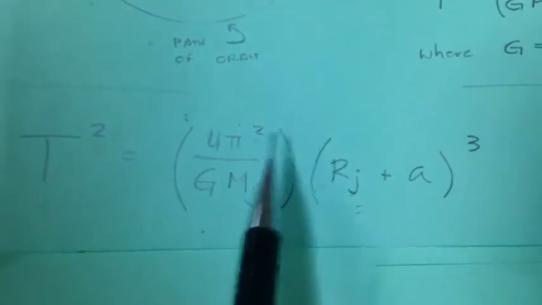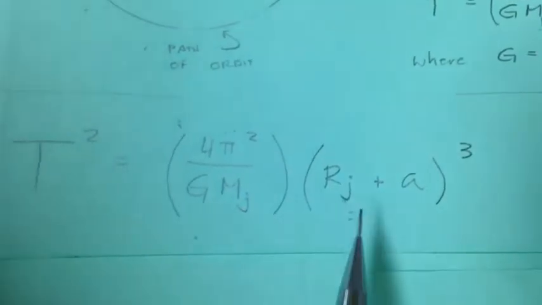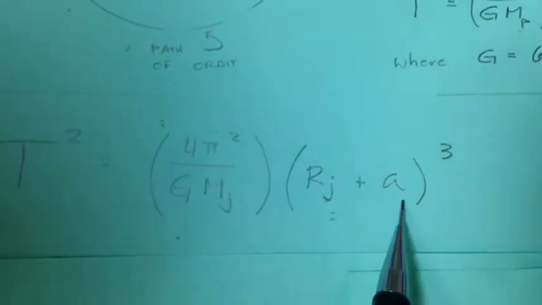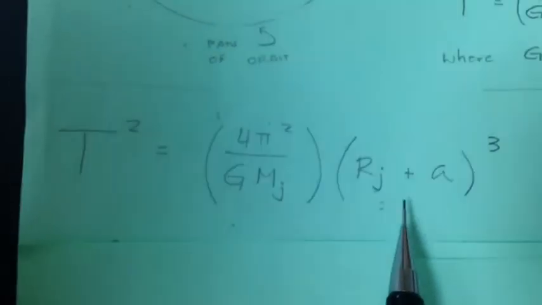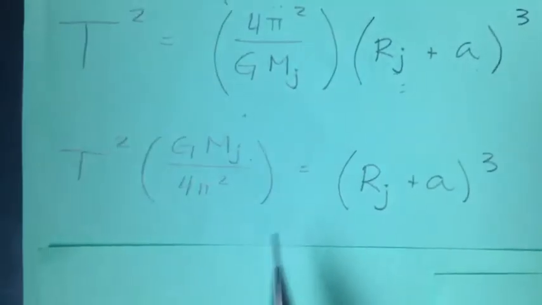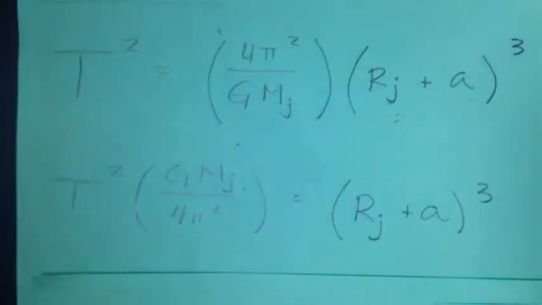First thing we want to do is plug our values into the equation. T squared is equal to 4 pi squared over G times the mass of Jupiter times (RJ plus A), where RJ is the radius of Jupiter, and A is the altitude above the surface of Jupiter at which the satellite is orbiting. Now we have to solve for A. Multiply both sides by the inverse of the fraction, which gives you this equation.